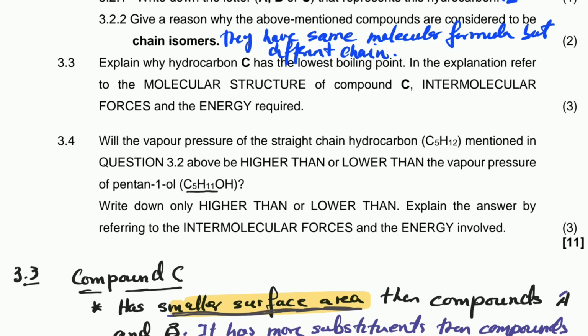Let's just write this one because it's like a recap as well. Alcohol will have hydrogen bonds, which are the strongest intermolecular forces of all. Now, the stronger the intermolecular forces, the higher the boiling point and the lower the vapor pressure. So the hydrocarbon will have weaker intermolecular forces and therefore a higher vapor pressure. So we can go now and answer that question.